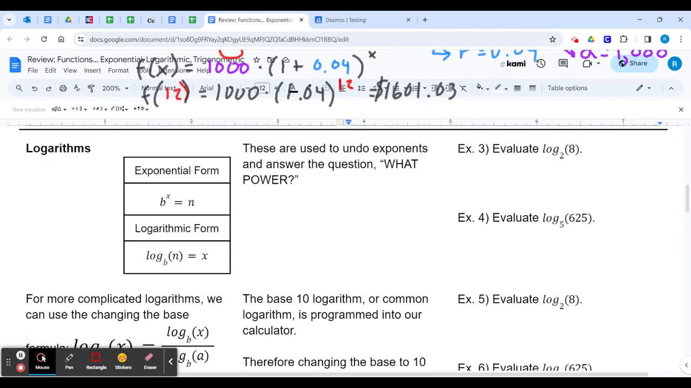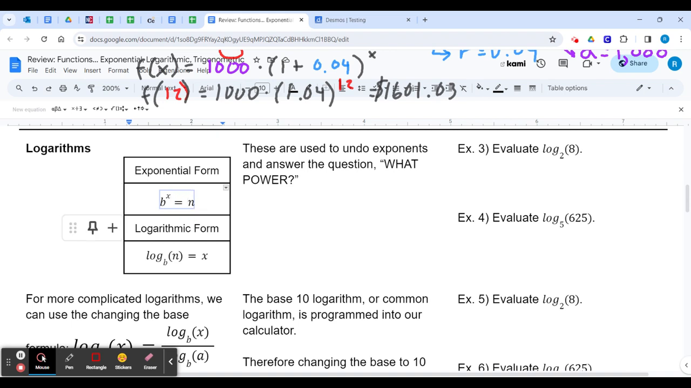After we talked about our different types of exponential functions, we talked about how we could undo them with logarithms. Logarithms are basically the inverse operation of exponentials. So if we're given something in exponential form, we have a base raised to some power. That's going to give us an answer.